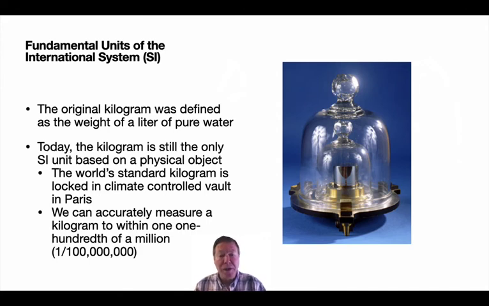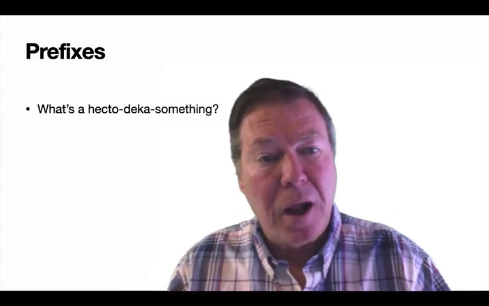What we're using is actually a solid object. I don't remember what it's made out of, but it's kept in a vault, locked in Paris, climate controlled, and you can see that. I think this is a mock-up of it, but it's in 2 bell jars, and we can measure it accurately to 1/100th of a million of part accuracy. So it's the one thing we don't have that is like a measurement of something.